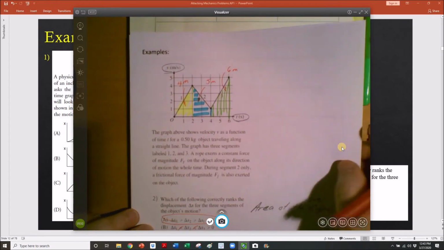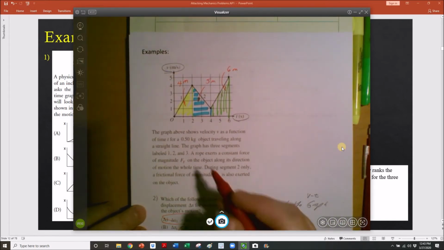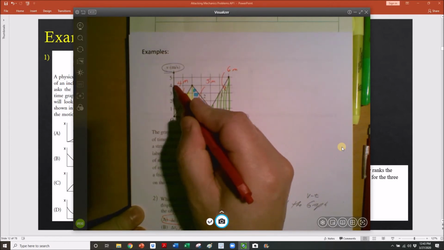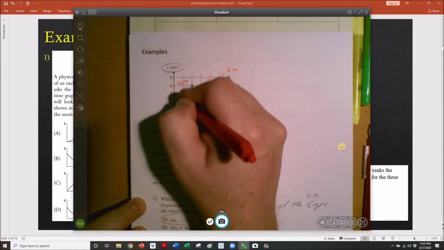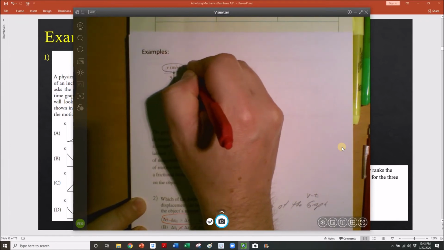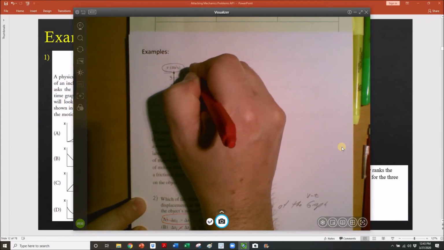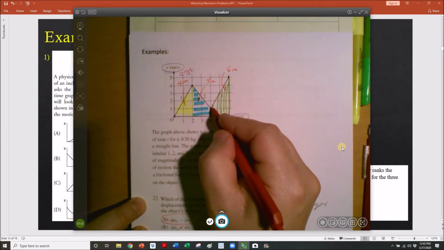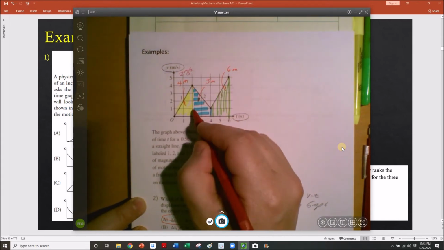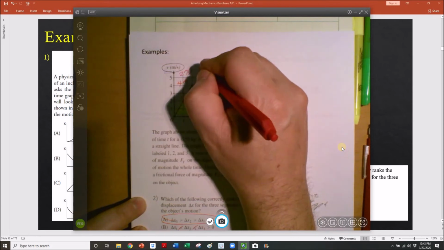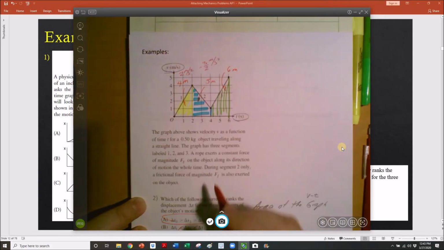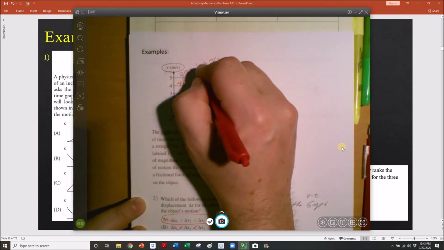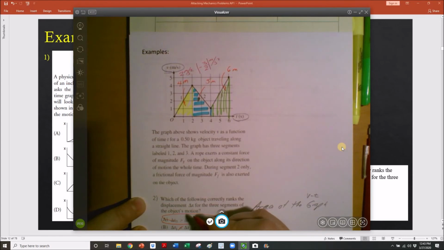So if we go back up here and look at the size of the slope, this one is a rise of 4 over a run of 2. So that's a slope of 2 meters per second squared. This one has a downward slope of 3 down and 2 over. So it's a negative 3 over 2 meters per second squared. But our question says magnitude, so we don't really care about that. We just care about the absolute value.